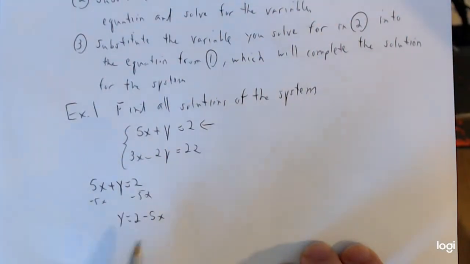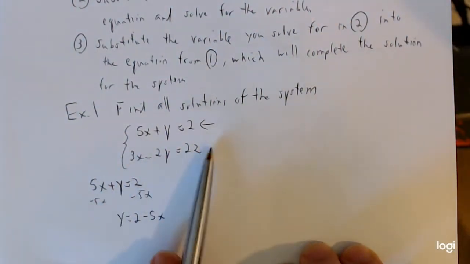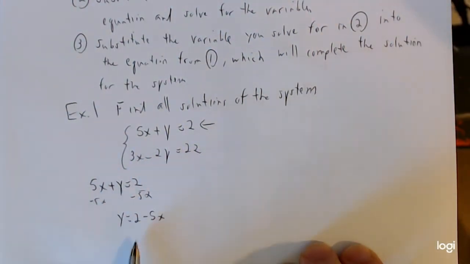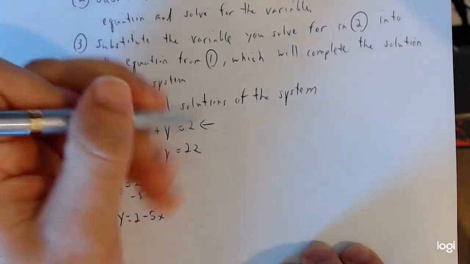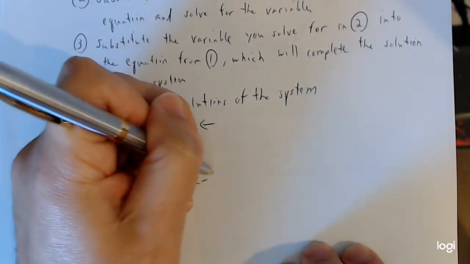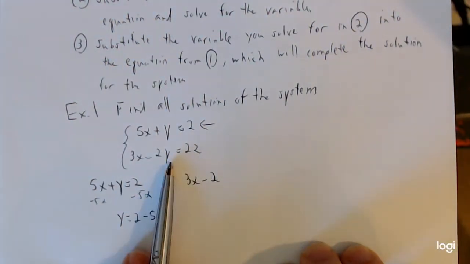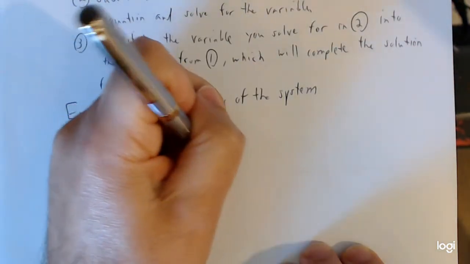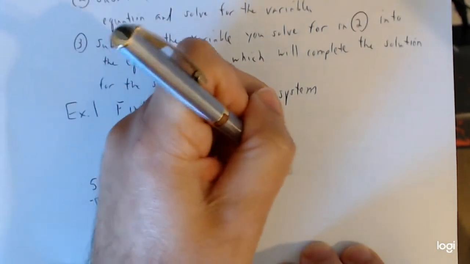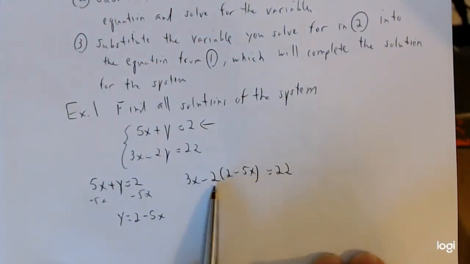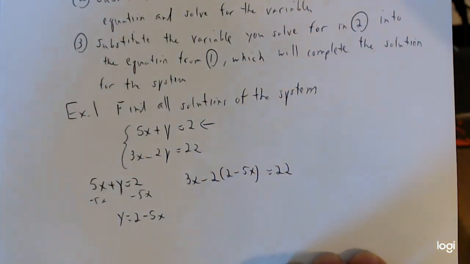Now once I have that, I go back to the equation that I didn't use, and in place of y, I'm going to replace it with 2 minus 5x. This is where the substitution comes in. So I take 3x minus 2, except instead of the y, I'm plugging in 2 minus 5x, that equals 22. Now if you notice what happened here, I have a single variable. So now I'm going to proceed to solve for x.